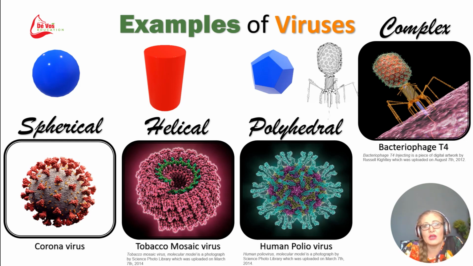The human poliovirus is a non-enveloped icosahedral shape with single-stranded RNA. The poliovirus is responsible for poliomyelitis, a paralytic disease that primarily affects children. But thanks to vaccination efforts, polio is nearly eradicated globally.